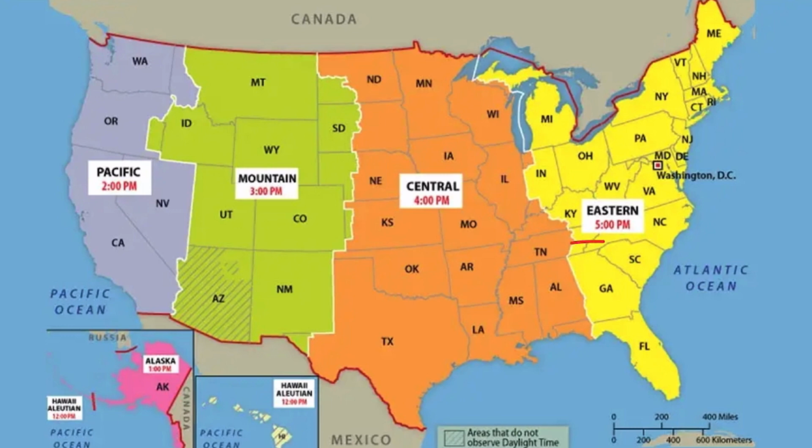From the east coast we have the eastern time zone. So when it's 5 pm in the eastern time zone, in the central time zone it is only 4 pm. Then in the mountain time zone, it's 3 pm, and in the Pacific time zone it's 2 pm. Then there is the Alaska time zone and the Hawaiian Aleutian time zone.